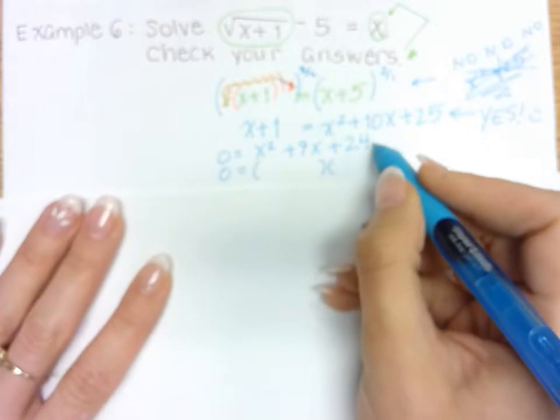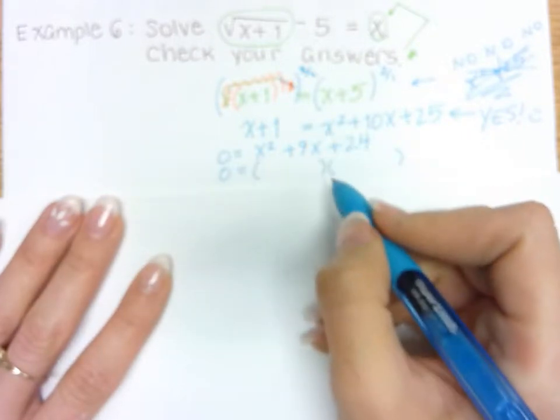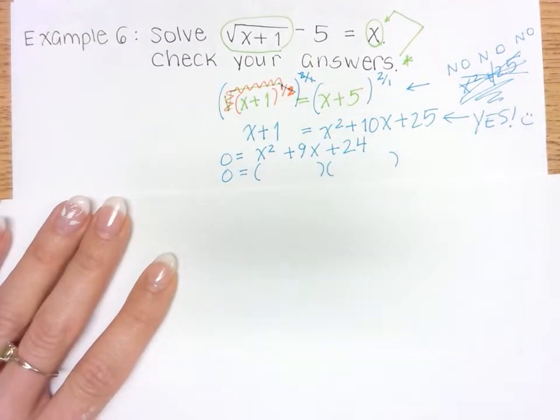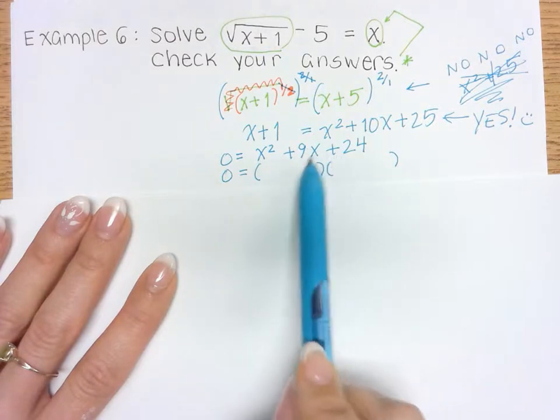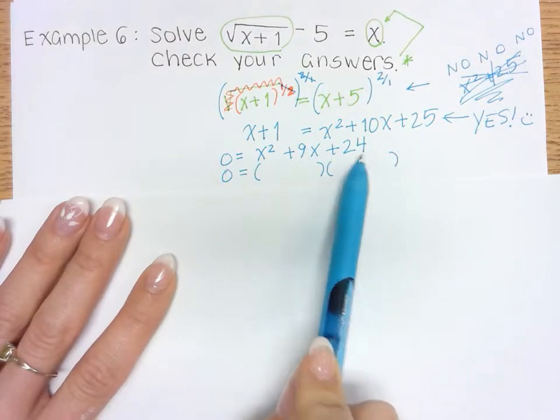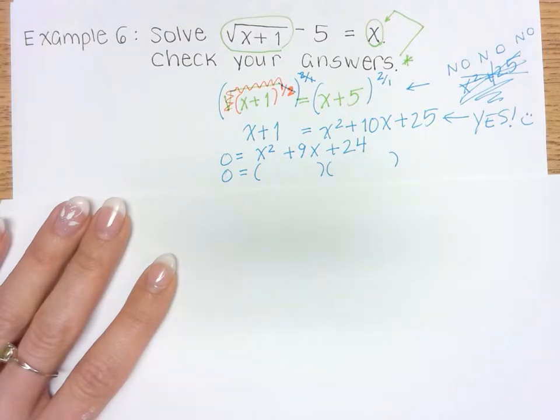What multiplies to give us 24 and adds or subtracts? Ooh, it's blurry. There we go. X plus 1, 9, 24, 12, 2, 8 and 3, no. 6 and 4, no.